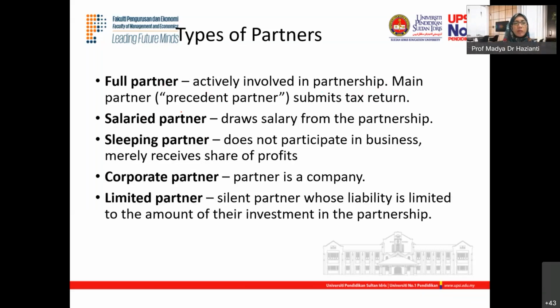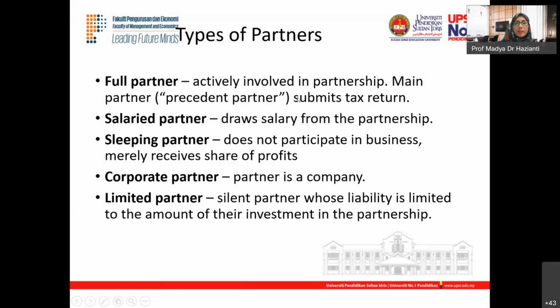So ini kita consider sebagai full partner. Capital pun yang masukkan capital mungkin sama. Next we have salaried partner. Salaried partner ni dia ambil salary daripada partnership. Kira dia kerja dengan partnership tu lah. Dia adalah partner tapi dia hanya ambil gaji. Mungkin dia tak involved in the decision making. Partner yang hanya ambil gaji.